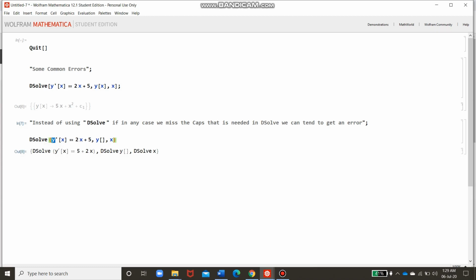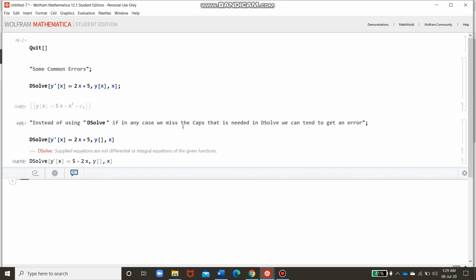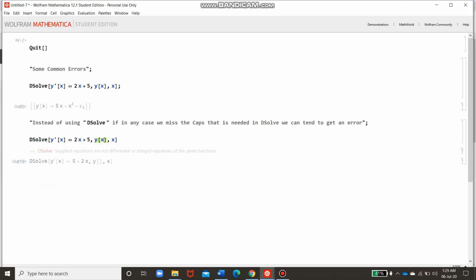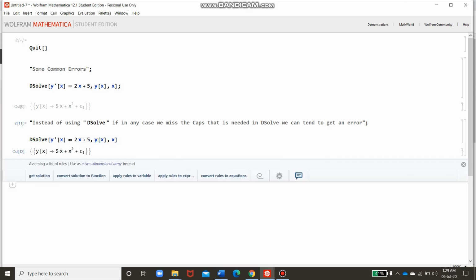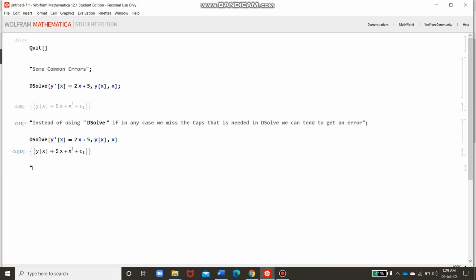So basically, if you get these kinds of errors, go back, try to figure it out, and correct the error. Oh okay, I'm not getting it because I missed out an x. There you go, you get the answer. So the next mistake is basically forgetting to use the square brackets.